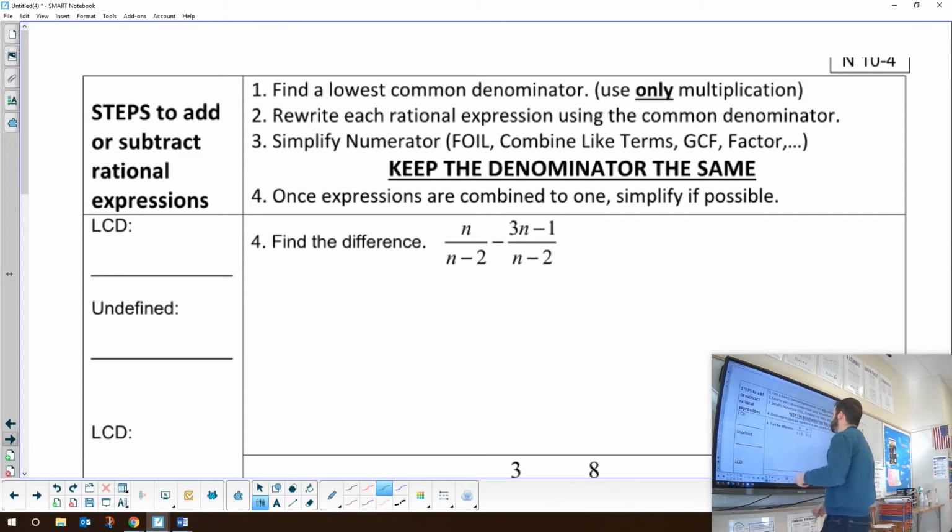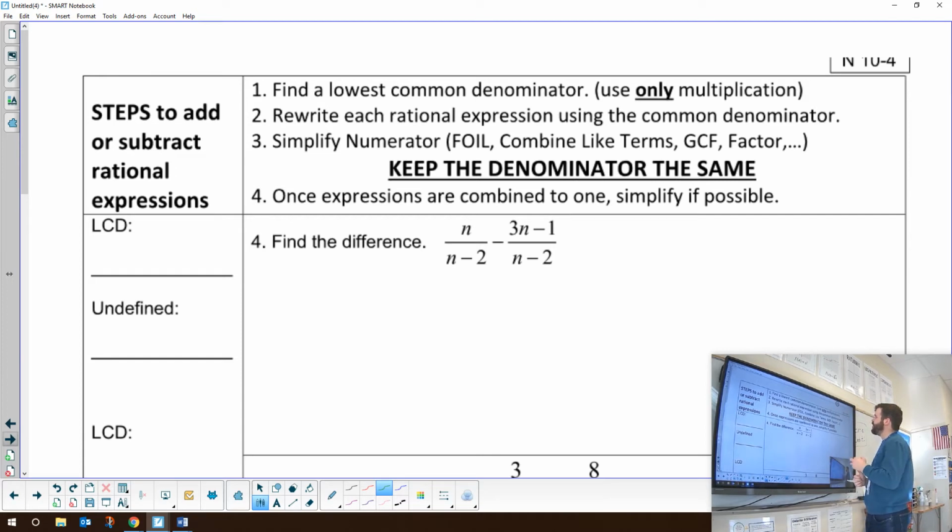So once again, we're going to add and subtract these rational expressions. And these ones are fancier. They have pluses and minuses in the bottom. So let's talk about some steps. First off, we need to find a lowest common denominator using only multiplication. I cannot add or subtract to create common denominators.